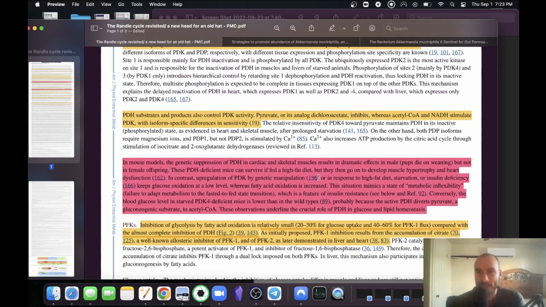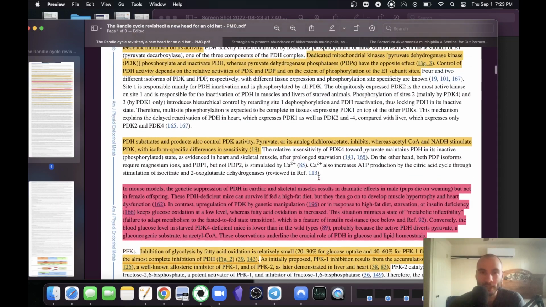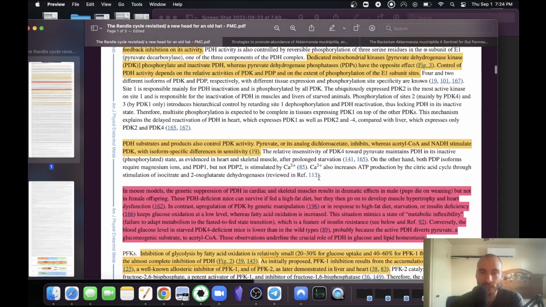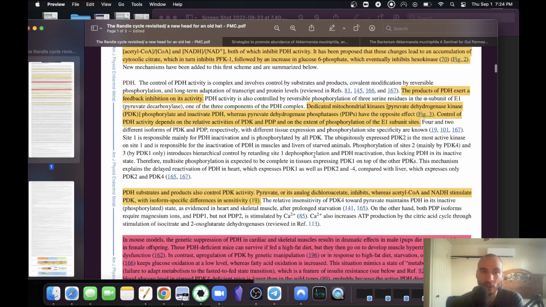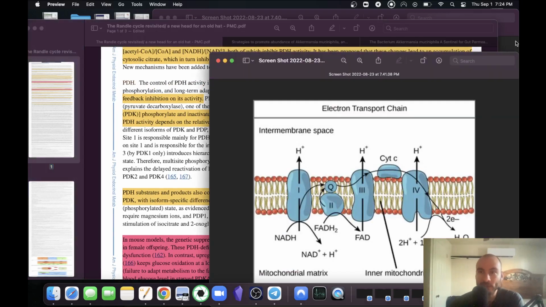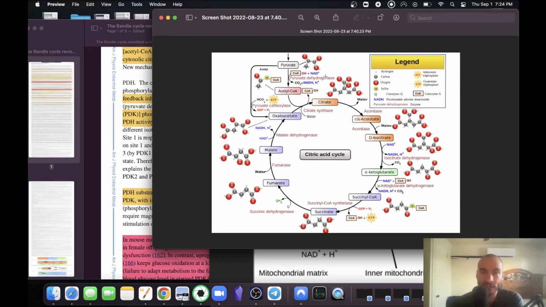So now we've gone through the meat of the article. I'm not going to go too much further because it gets into PPARs and genetic control of these different things, and that's separate from the Randle cycle. I really just wanted to talk about the Randle cycle, and I want to describe the process for you here.